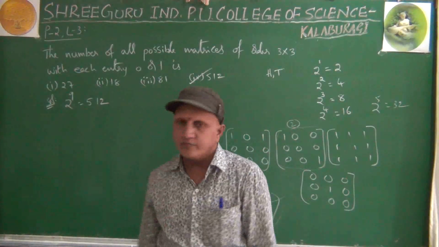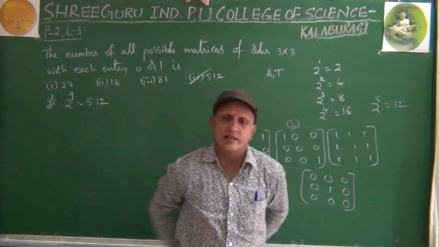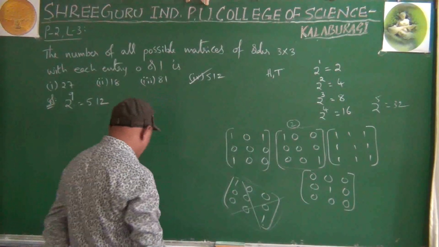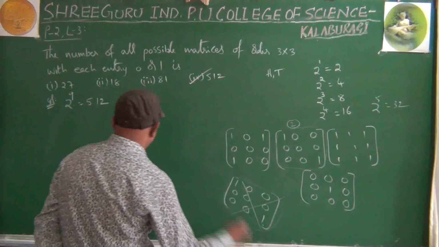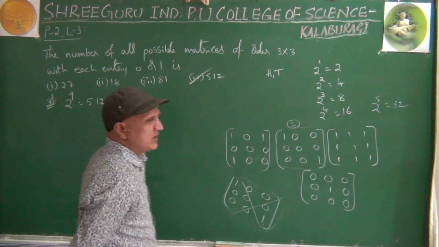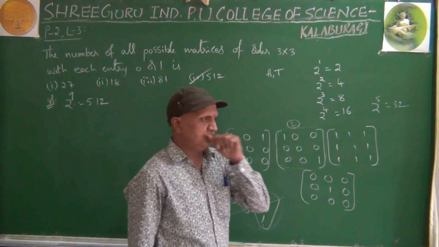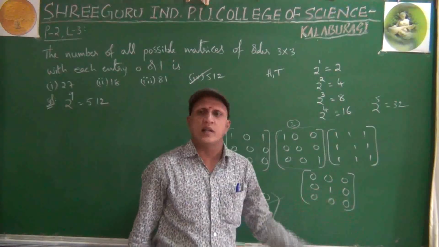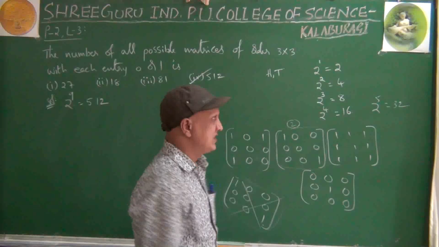In this class we have learned how to equate matrices, how to find the values of x, y, z, and a, b, c, d. People make mistakes in simplification, particularly in the xyz question: x plus y equal to 6, xy equal to 8. If this is given in the examination, people make mistakes in that simplification. So be careful with simplification.